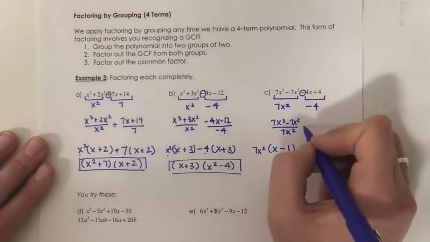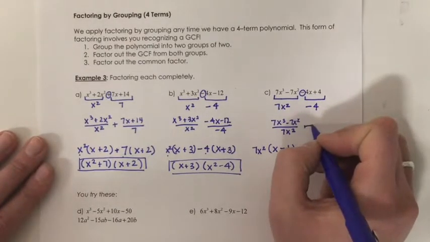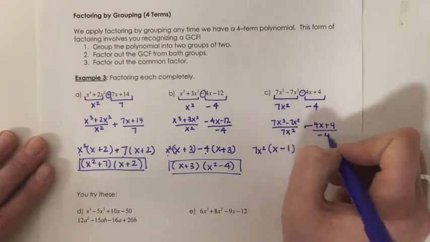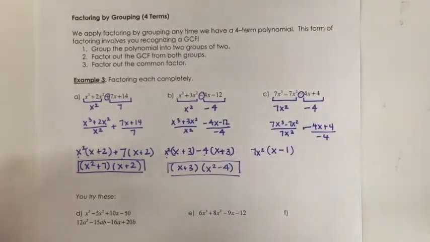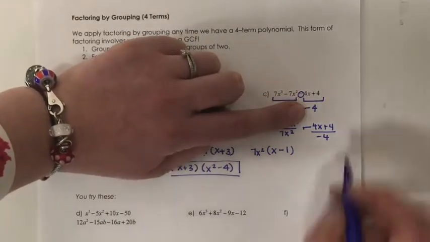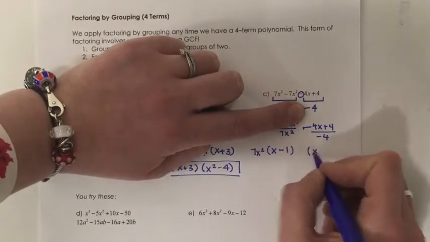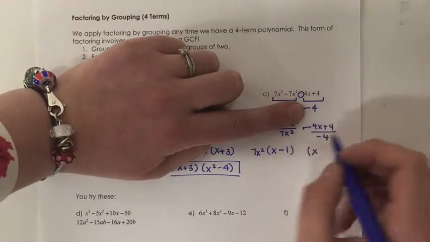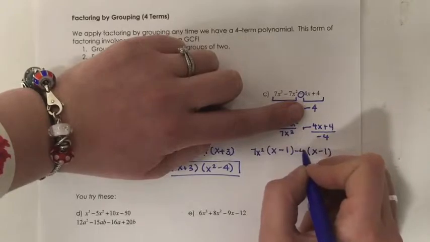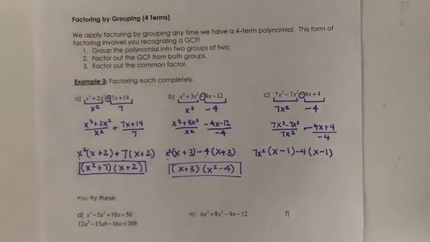So now same thing over here. Minus 4x plus 4 all over negative 4. Let's try to be a little careful with that minus. Negative 4x divided by negative 4 is a positive x, right? 4 divided by negative 4 is a negative 1. And then our GCF is a negative 4 out front.